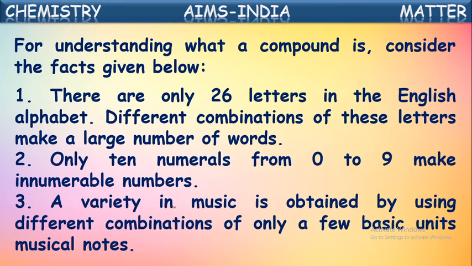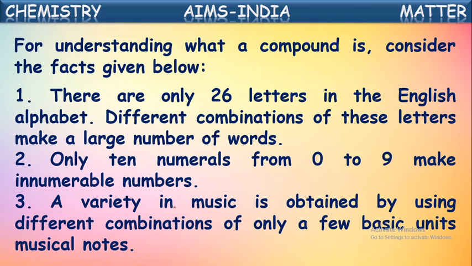A variety of music is obtained by using different combinations of only a few basic units, the musical notes. We know them, we call them sa ri ga ma pa da ni. So by using only these musical notes, a variety of music is obtained. How are they obtaining this? By using different combinations of these musical notes, they are able to make a variety of music.